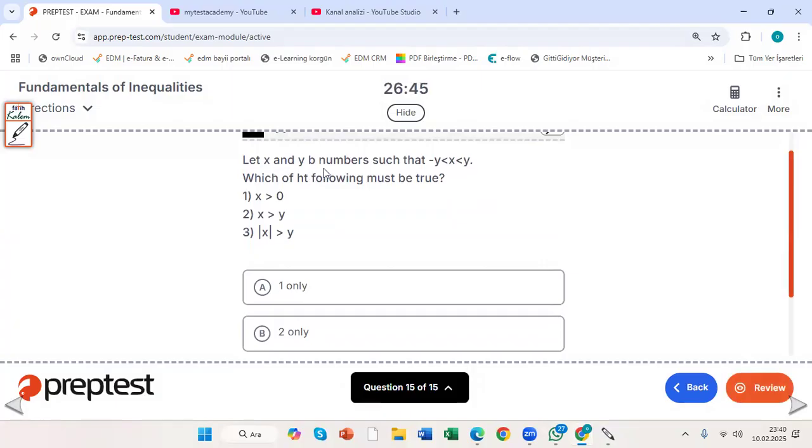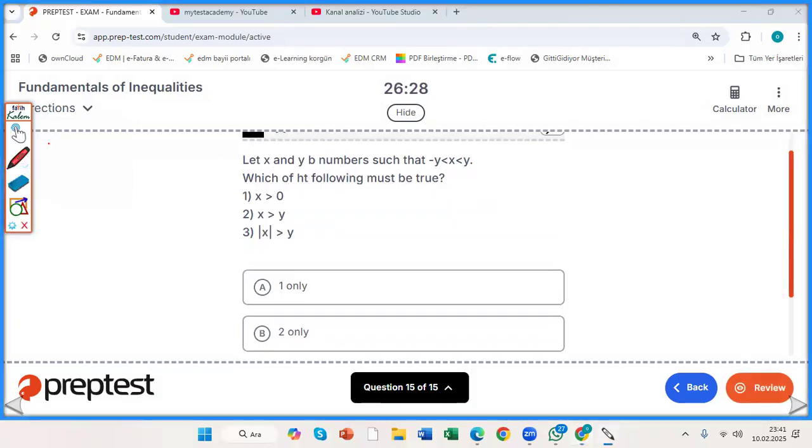So let's look at this question. Let x and y be numbers such that, as you can realize, x is less than y and greater than minus y. Which of the following must be true? We don't know anything about the values of x and y, so for that kind of question, we have to check each option.